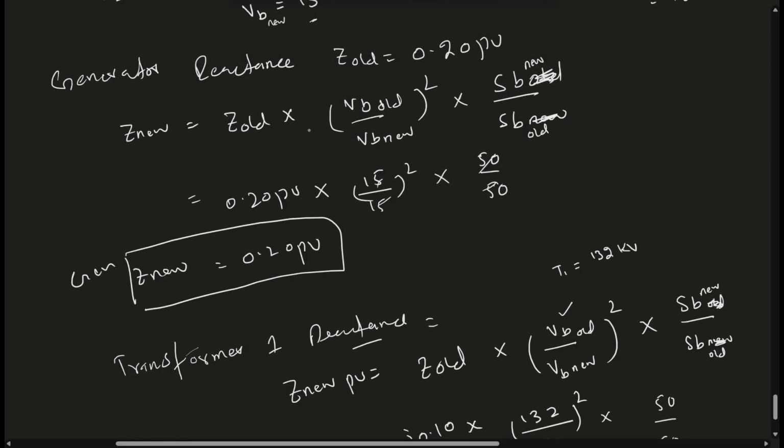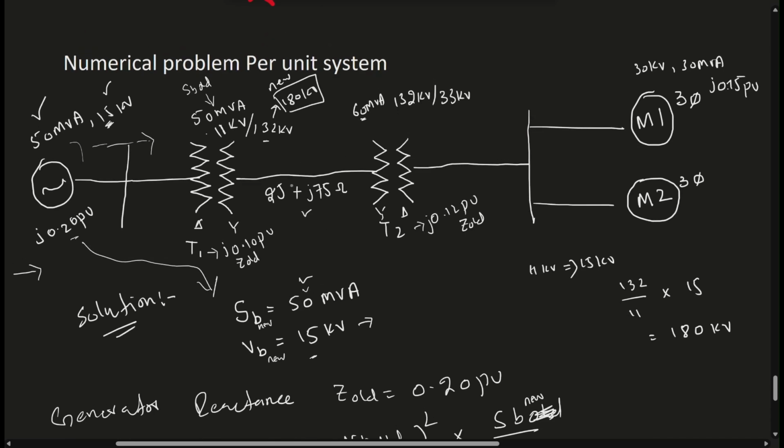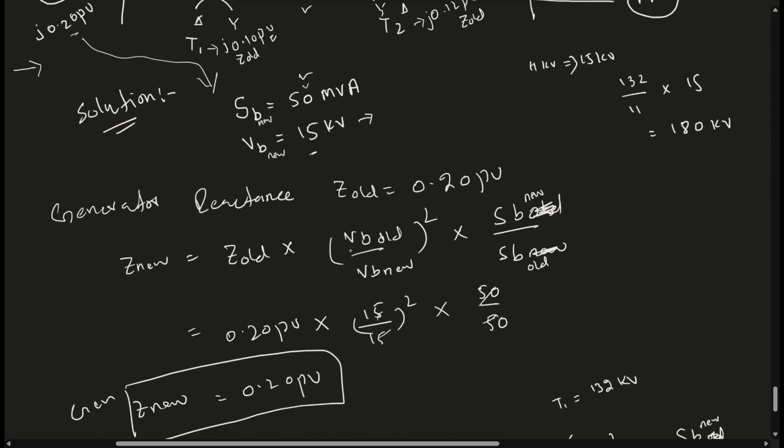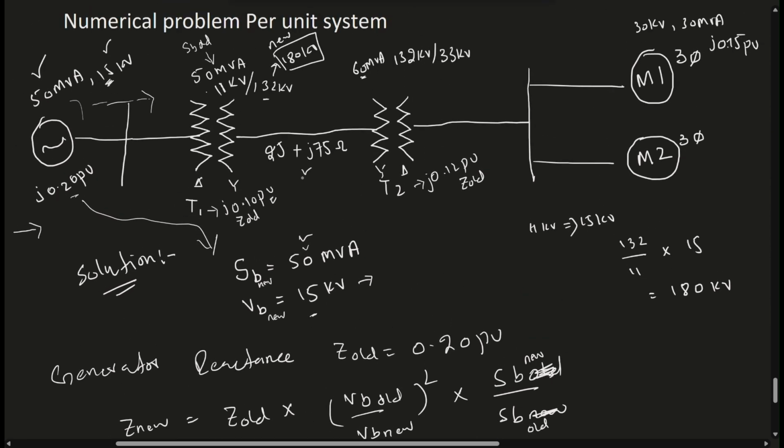Now in the SLD we have next the transmission line. Note one thing, that the transmission line impedance is given in actual value, but the transformer and the generator impedance values were given in per unit. So for the transmission line we will not use that formula. We will use the Z ohm formula, because the impedance of the transmission line is given in ohm, which is the actual value.